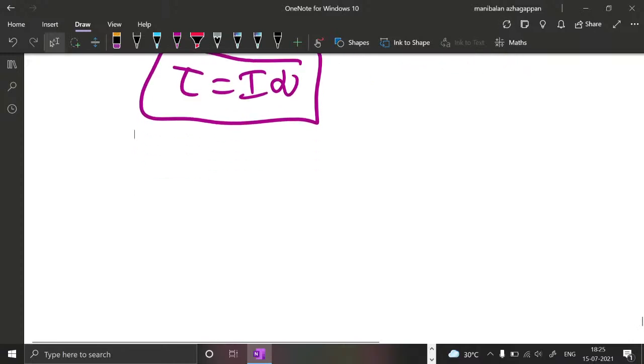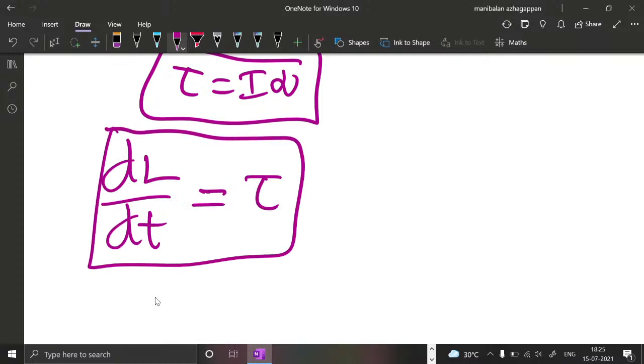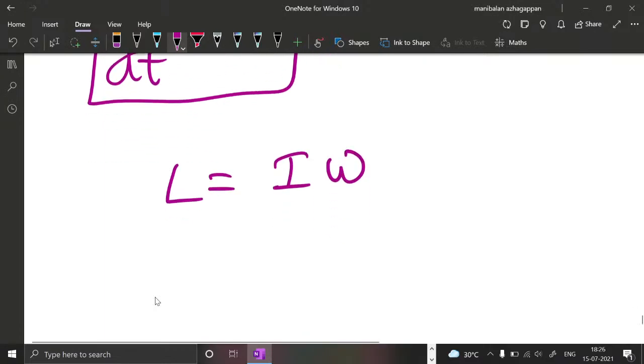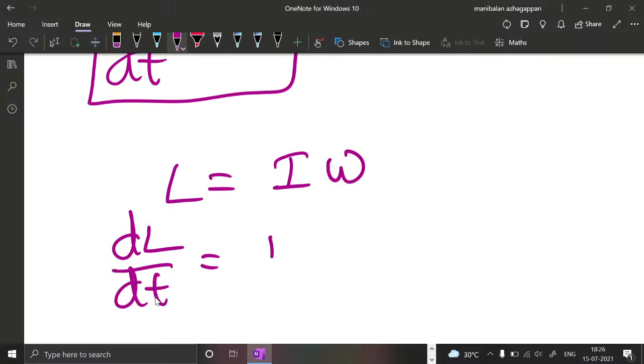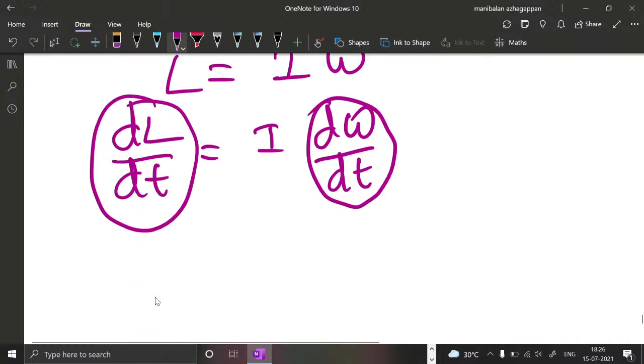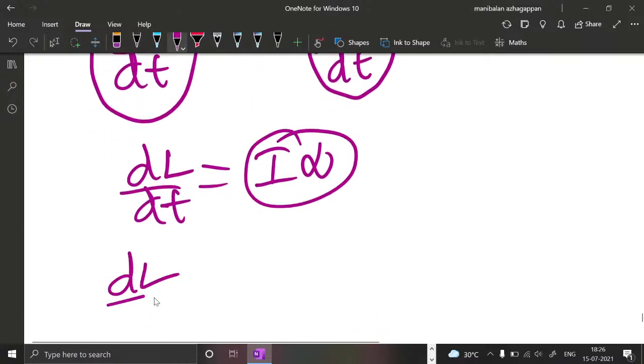The next one: dL by dt, the rate of change of angular momentum, is equal to torque. This is a very important relation, the most important relation. I know L is equal to I omega. If you differentiate this equation with respect to time, dL by dt is equal to I d omega by dt. Here d omega by dt is alpha, so I alpha is equal to dL by dt. I already know I alpha is the torque, so dL by dt is equal to torque. It's the most important formula in rotational motion.